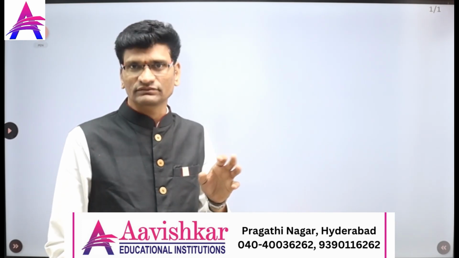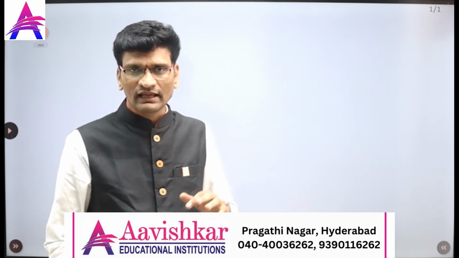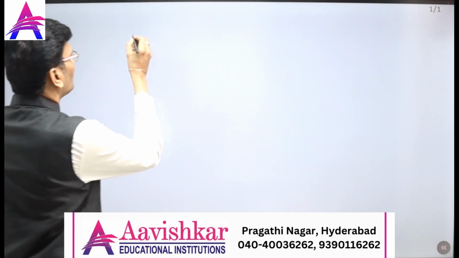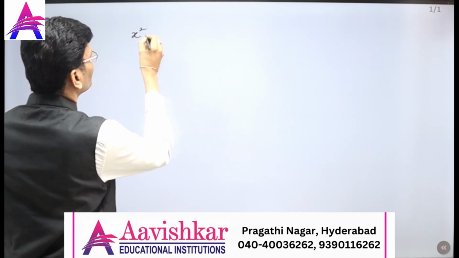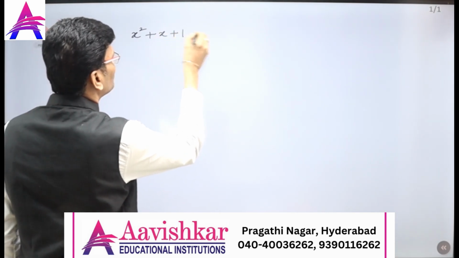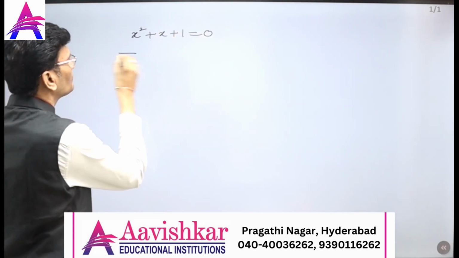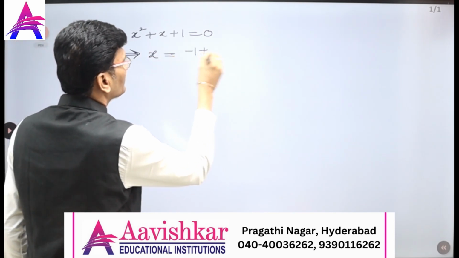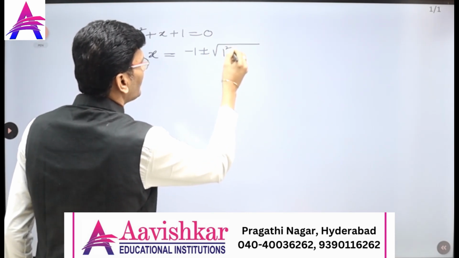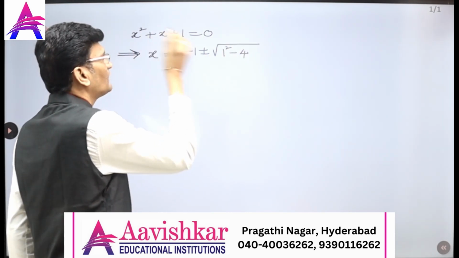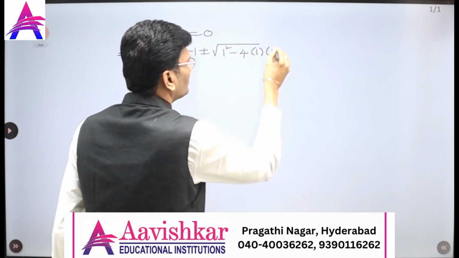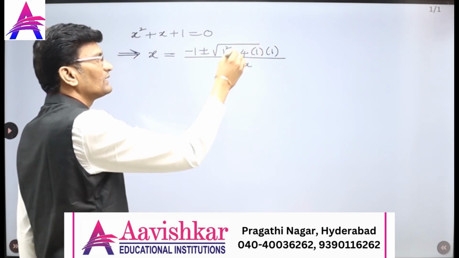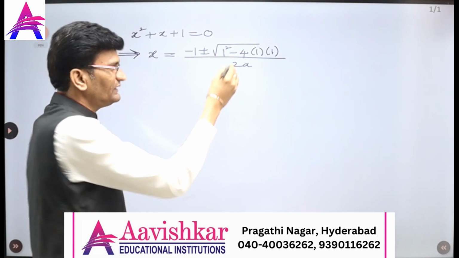How is this word derived? Let us see one by one. For that, I would like to give one example here. If we solve the quadratic equation x square plus x plus 1 is equal to 0, what roots are we going to get? Let me explain. x is equal to minus b plus or minus root over b square minus 4ac by 2a, where a is 1 and c is also 1.